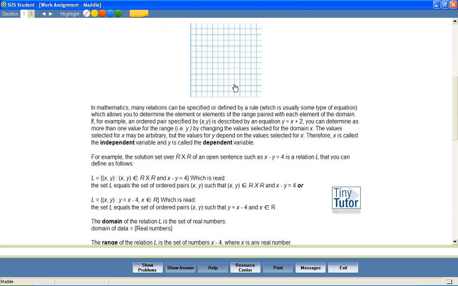To visualize R cross R, think of a horizontal number line extending infinitely in both directions, crossed by a vertical number line extending infinitely in both directions. Each positive and negative real number on the horizontal number line can be paired with each positive and negative real number on the vertical number line to give all possible combinations of two real numbers. Any relation that consists of ordered pairs of real numbers, therefore, is a subset of R cross R.